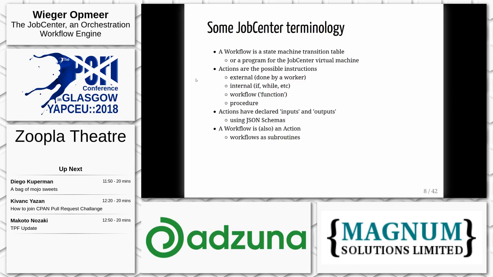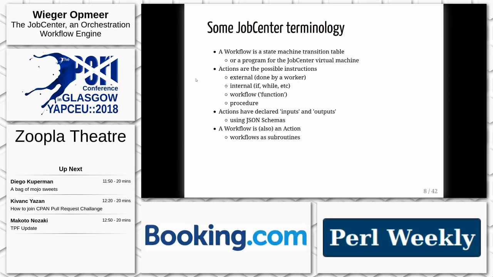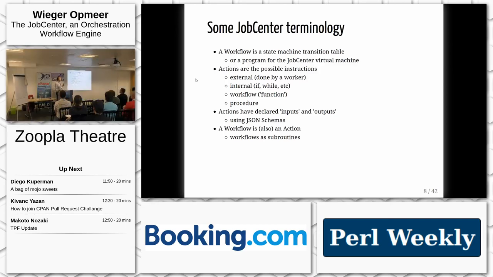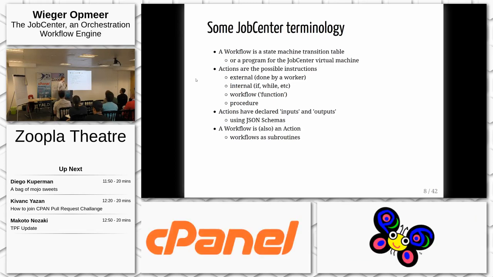Okay, some terminology to make it easier for me to explain things. A workflow is the program or state machine transition table. Actions are the steps in a workflow or the possible instructions. Actions can be done by something external, a worker, or can be internal, the ifs and whiles and whatever in your program. Or another workflow, as in workflows can call each other, which means that you can call workflows as if they were functions or subroutines or things like that. And other stored procedures in the database. Functions we're not using, but we'll probably get to that.